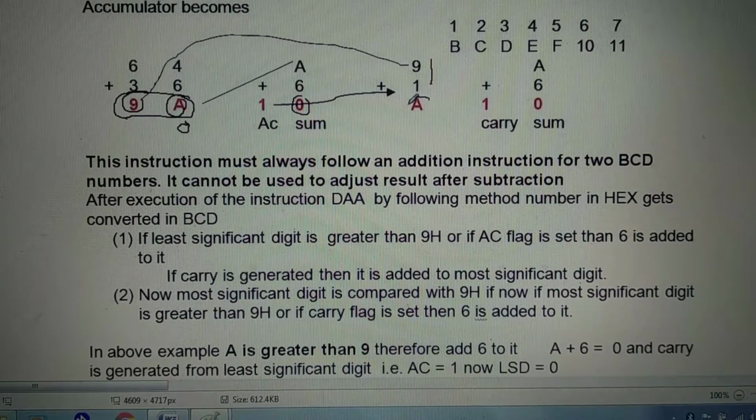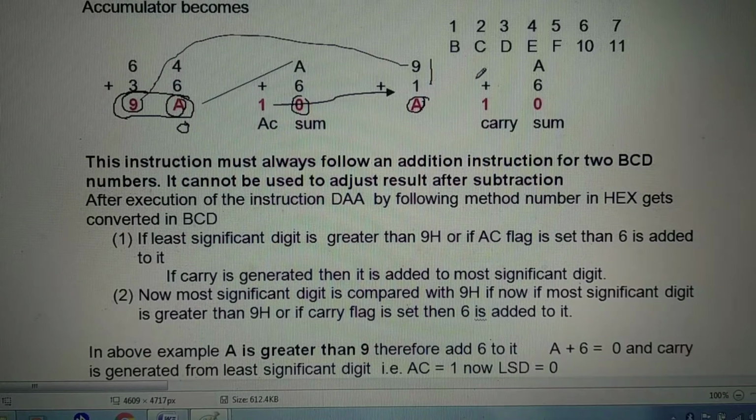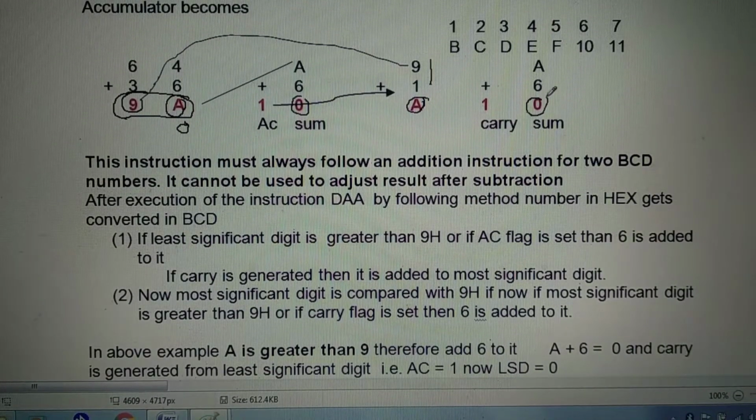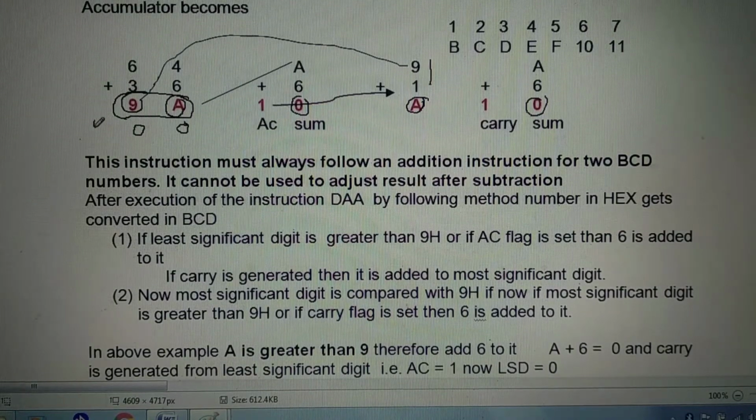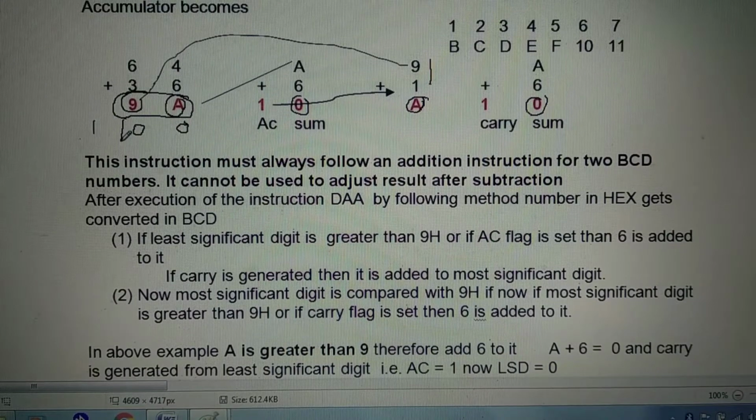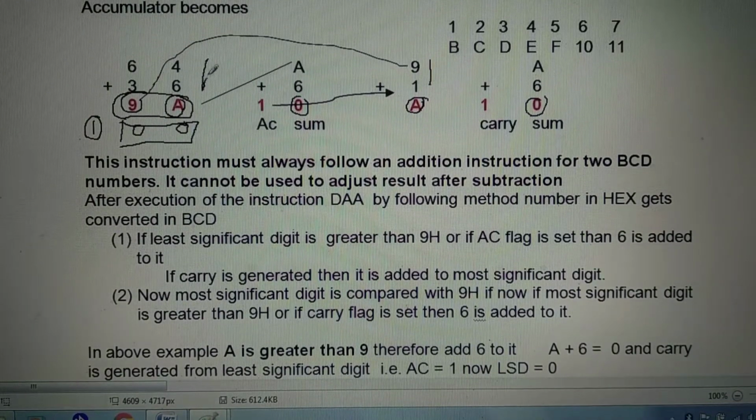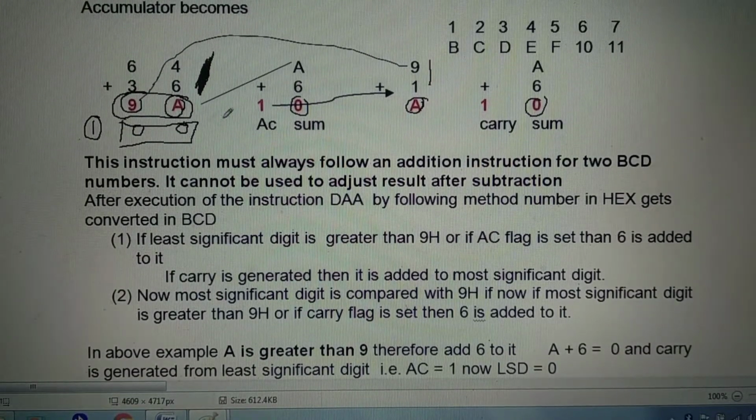You will get the answer A. Again this most significant digit is greater than 9, therefore again 6 is added. You will get sum equal to 0 and carry is generated as 1. That means the accumulator contains 0, 0 and carry is set to 1. If we consider these two numbers as decimal numbers, you get the addition as 100.